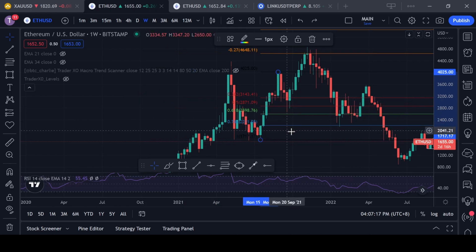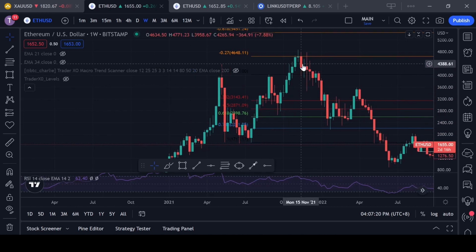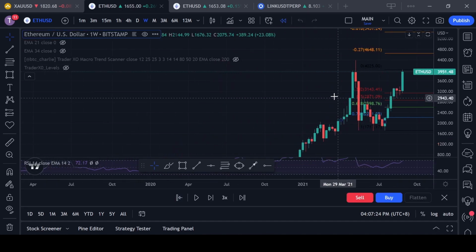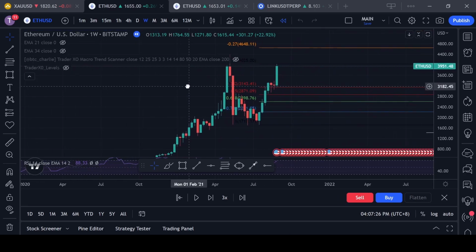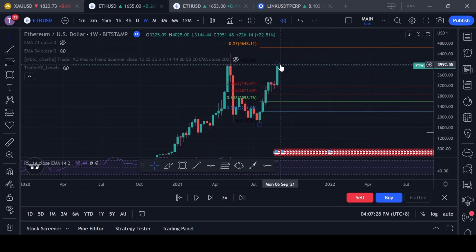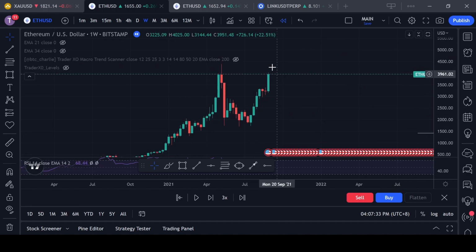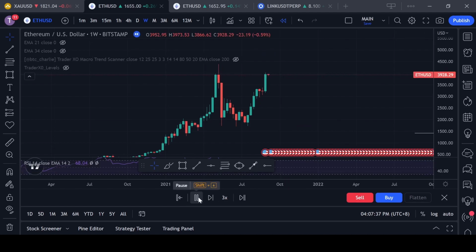Okay, just moving it back. Let me just do this. Remember this is just a weekly chart. Price pushes up, right? Now, we do not want to enter yet because it's already too high up. We do not want to enter over here. Let's let it play out.